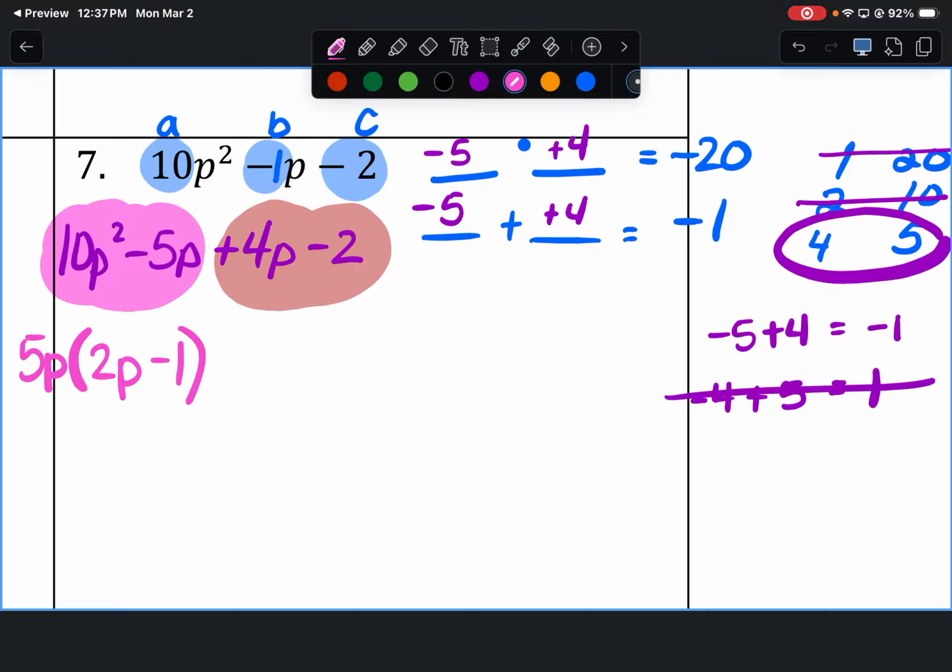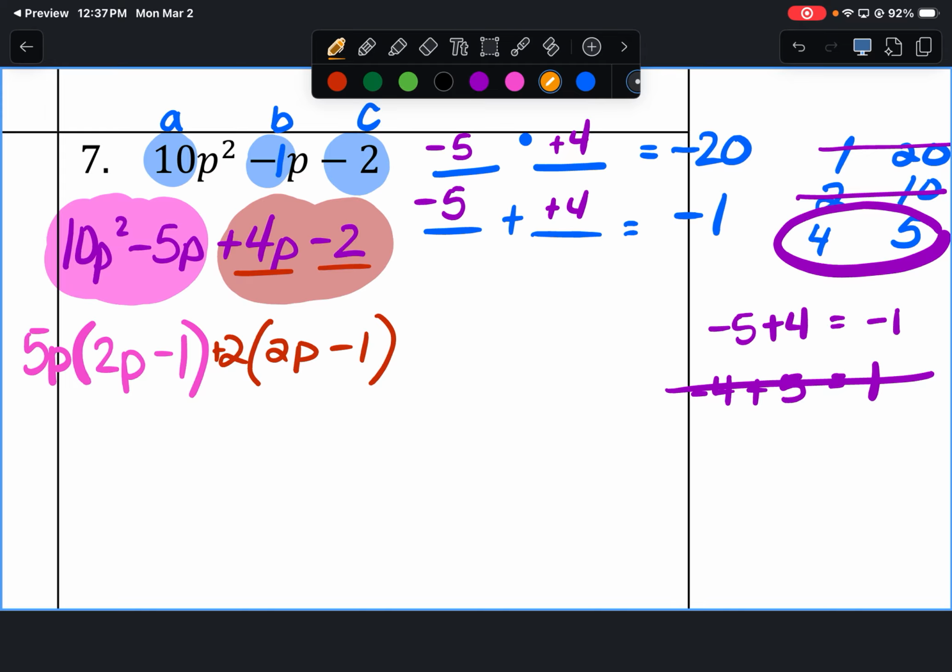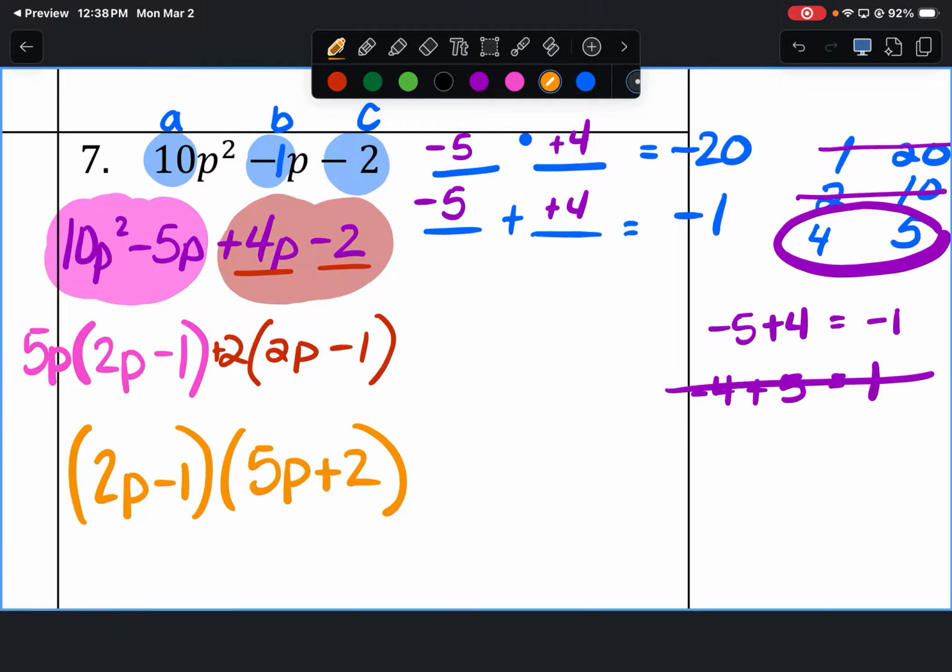2p. What is -5p divided by 5p? -1. For the second half, what is our GCF of 4p and -2? 2. And so what is 4p divided by 2? 2p. What is -2 divided by 2? All right, from here, what's in common? 2p minus 1. And what's left over? 5p plus 2. There we go.